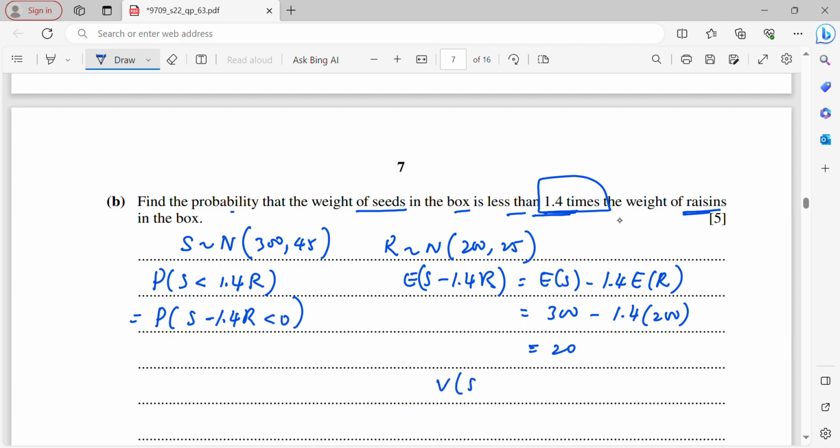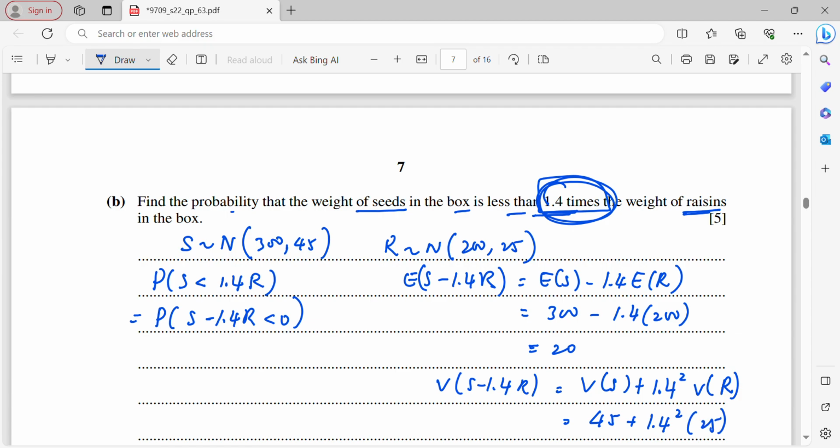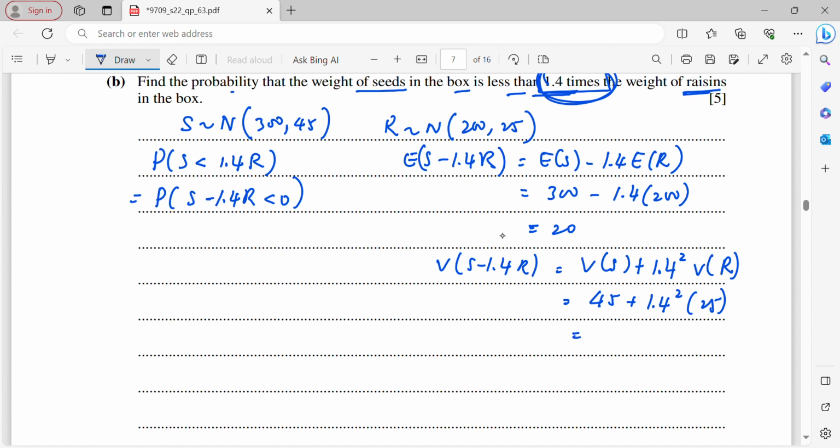Now for the variance, S minus 1.4R, it will be variance S plus 1.4 squared, because it's 1.4 times, variance R. So here is going to be 45 plus 1.4 squared multiplied with 25. Then I will get 94. So which means now my distribution for this subtraction is basically mean 20, variance 94, and both are normally distributed.